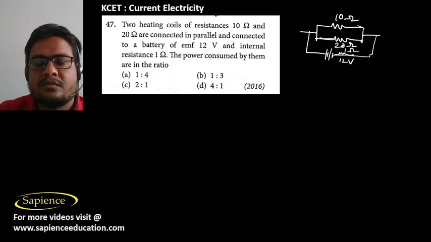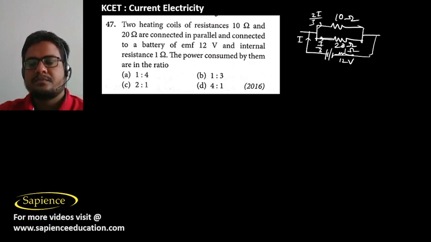So here the resistances are in the ratio 1:2, so currents also will be in the ratio 2:1. So if I current flows, then from here 2I/3 current will flow, and from here I/3 current will flow.